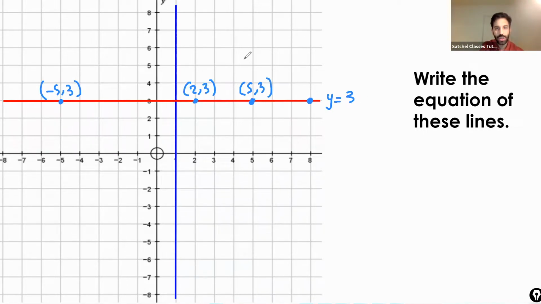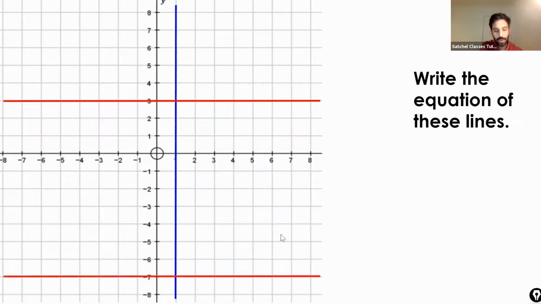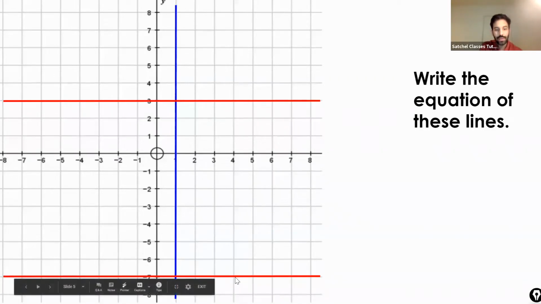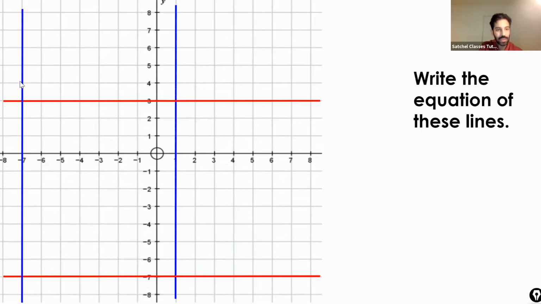And if I just clear the drawings, we can do one more example. So with this one, y is going to be equal to minus 7, because if you pick any point on this line, y will always be minus 7. And one last example here, if I pick any point on this line, x will always be minus 7. So this is the line for x equals minus 7, and maybe I'll just write that to avoid any confusion.